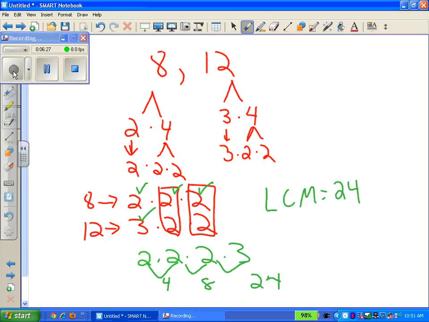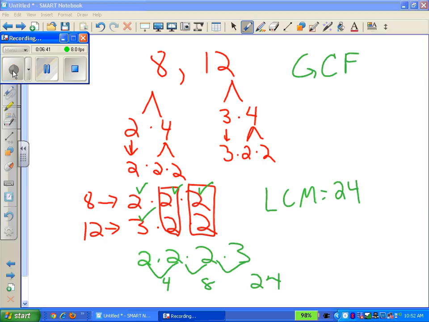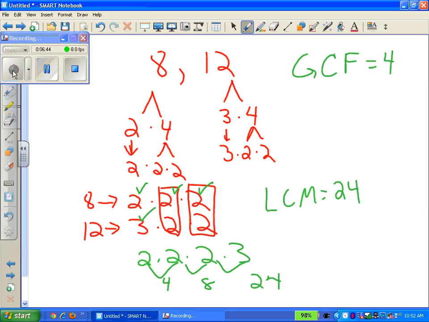But Anna said the least common multiple was 4. So what did she do? Well, she got a little bit confused, and she actually tried to find the greatest common factor instead. What she did, there's a different color here, she looked at, well, they both have a 2 in common and another 2 in common, and then she multiplied the 2 times the 2 to come up with the greatest common factor of 4. So she got confused. She found the greatest common factor instead of the least common multiple. An easy mistake to make.